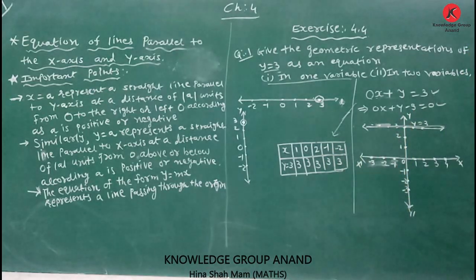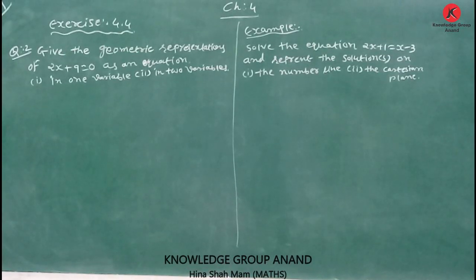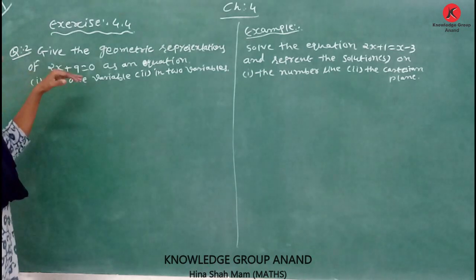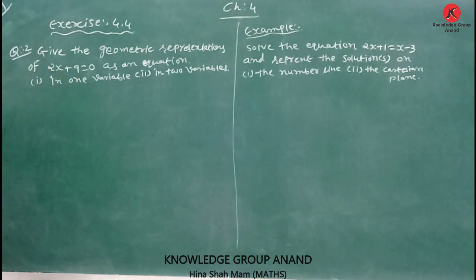Now, question number 2, exercise 4.4. Give geometric representations of 2x plus 9 is equal to 0 as an equation in one variable and in two variables. Our equation is 2x plus 9 is equal to 0.